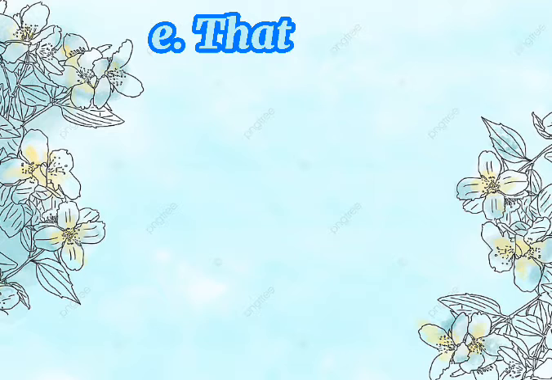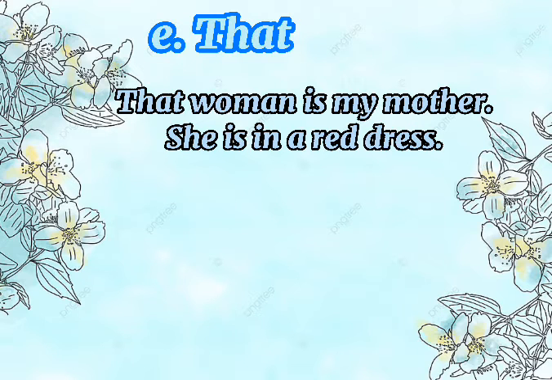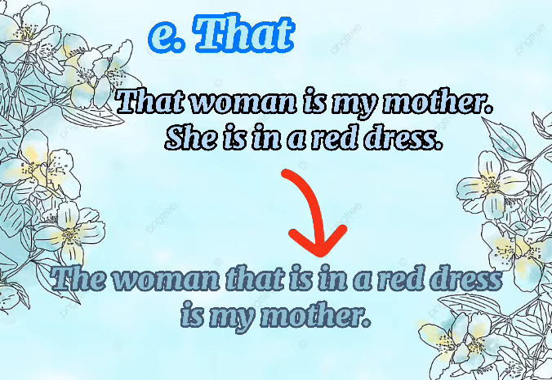That is the most commonly used relative pronoun that is used to replace people, animals, or things as either the subject or the object. That can also replace the relative pronouns who and which. For example: That woman is my mother. She is in a red dress. Combined into: The woman that is in a red dress is my mother.